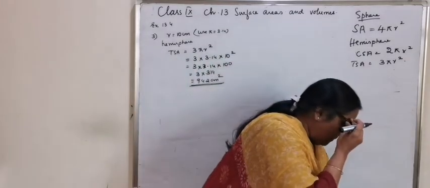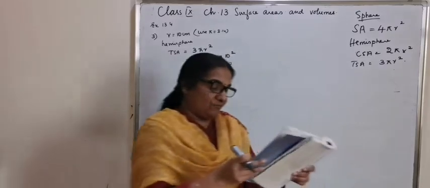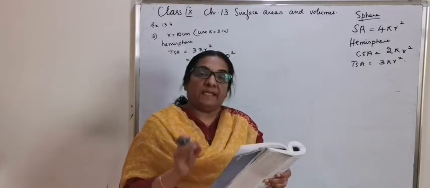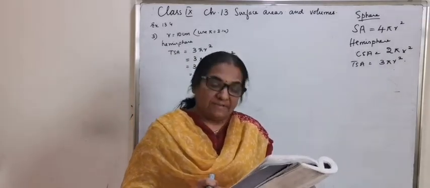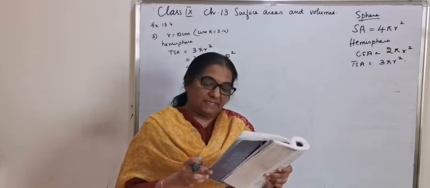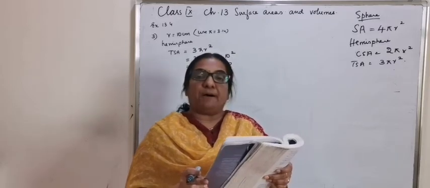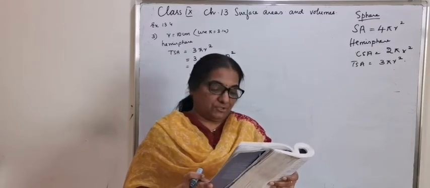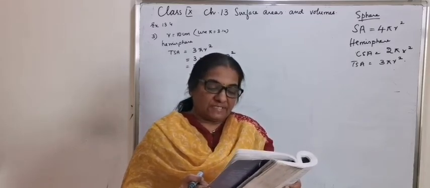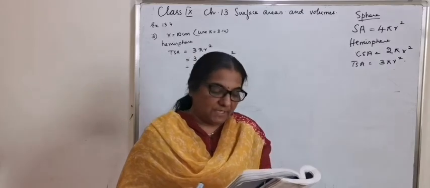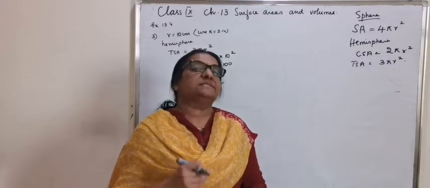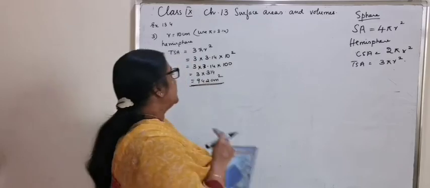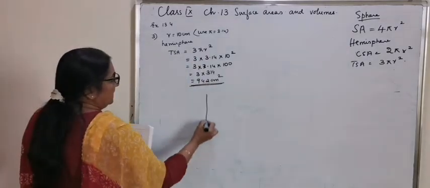Question number 4. The radius of a spherical balloon increases from 7 centimeter to 14 centimeter as air is being pumped into it. Find the ratio of, underline the word ratio, of surface areas of balloons in the two cases. The meaning of ratio is division. So that means the first case, just divide into two parts.